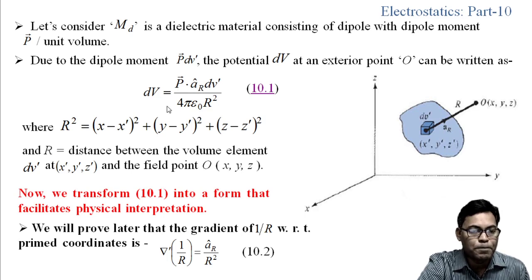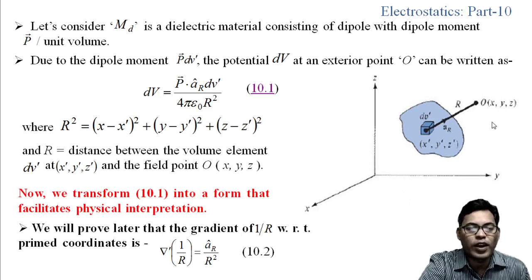Now, you can see that this expression 10.1 we have seen earlier when we studied the potential at a point due to a dipole. So, from that this expression can be derived. You can see the previous lectures. Now, as we want to find out the potential at this point O due to dV prime, we need to draw the line from the point x prime, y prime, z prime to the point x, y, z, and the distance here is capital R. So, this value of capital R can be calculated by the formula.